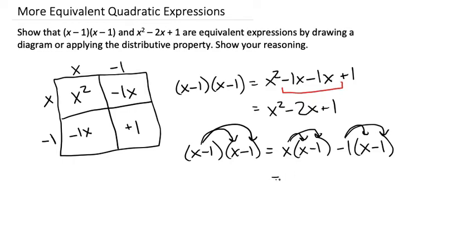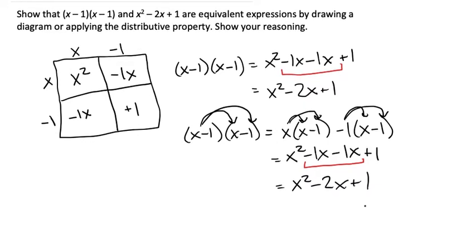So that's going to give me x squared minus 1x minus 1x. And then -1 times -1 here, I need to be careful with the signs because that's going to be plus 1. And then when I combine my like terms, I get x squared minus 2x plus 1.